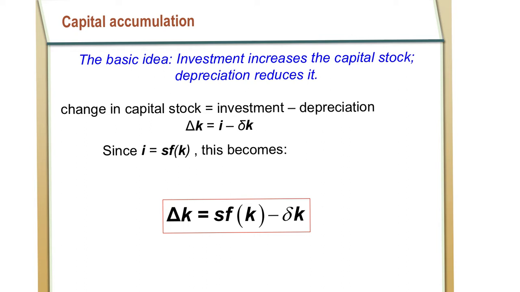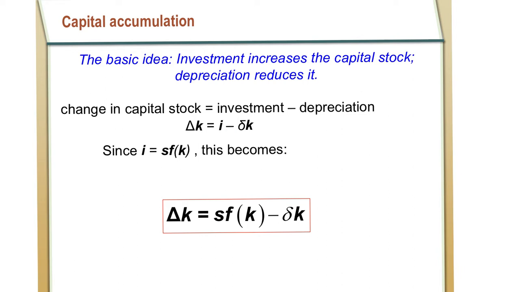So the basic idea is very simple. Investment is going to increase the capital stock, but it's also going to be wearing out over time. So there's going to be, in other words, what we call depreciation. So we have two forces acting on the capital stock. Investment is going to be positively related to the stock of capital per worker, and depreciation is going to be negatively related to the stock of capital per worker.